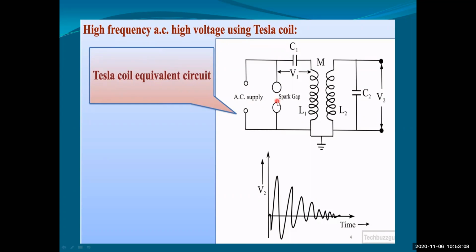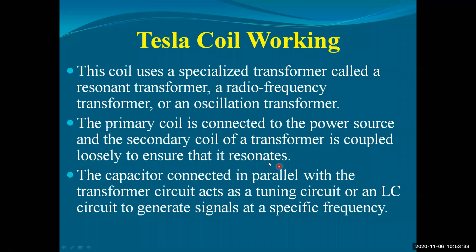A spark is developed between these two, and a huge amount of current is developed, and that huge amount of current passes through the primary winding of the transformer. Because of that, the primary winding of the resonant transformer is excited with very high current, and on the secondary side a huge amount of voltage can be generated, also with higher frequency.